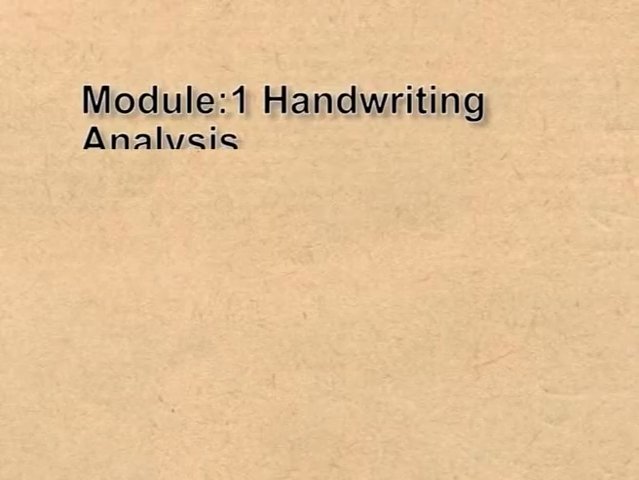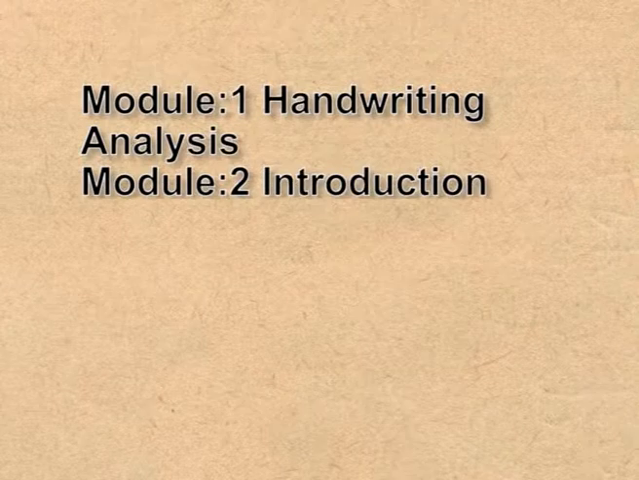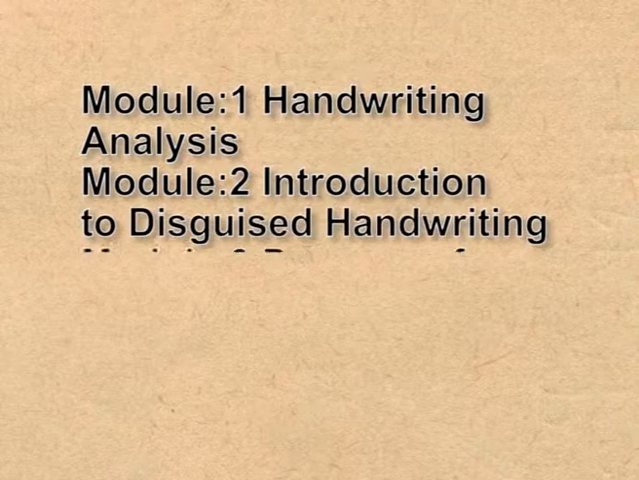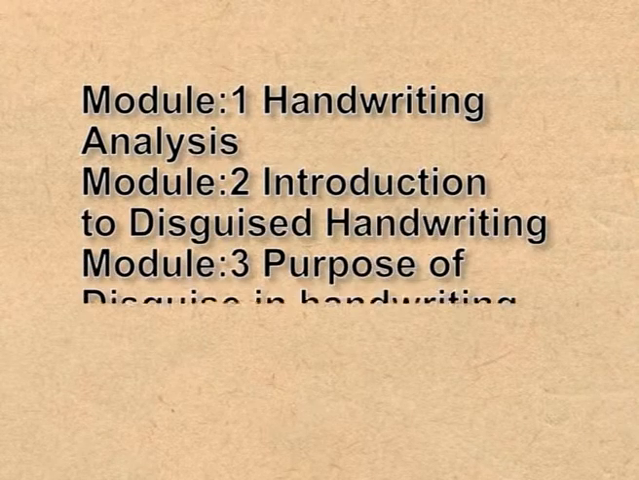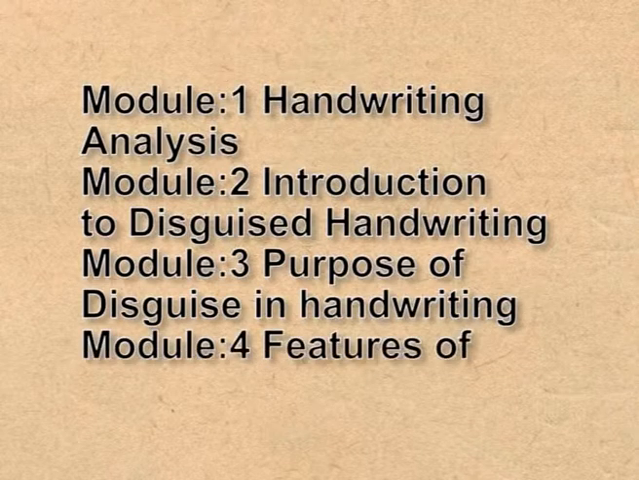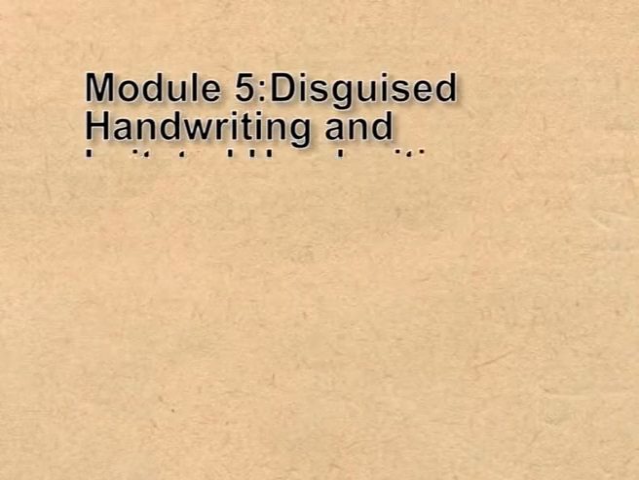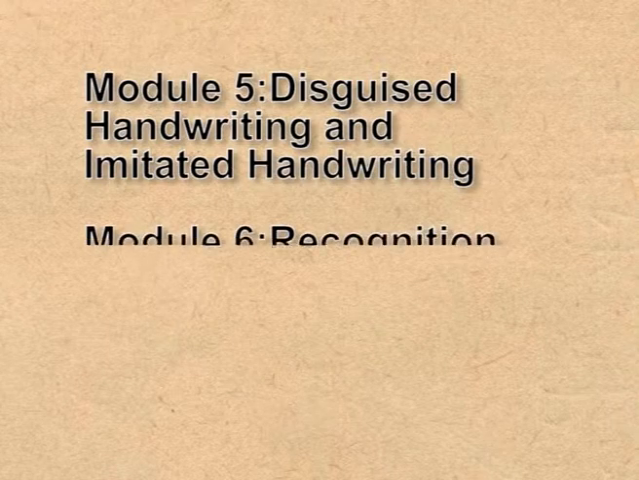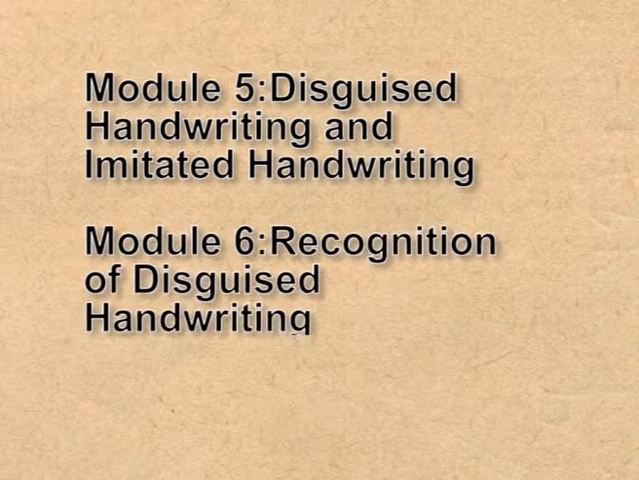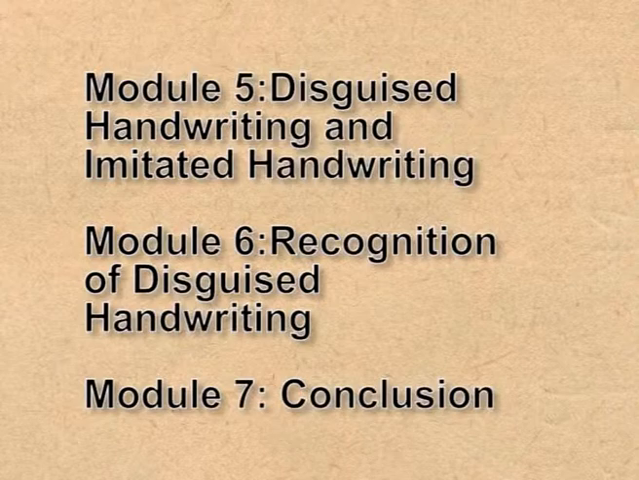So, let us have a look at the modules which we will be learning today. Our first module is regarding handwriting analysis. Module 2 is regarding introduction to disguised handwriting. Module 3 is regarding purpose of disguise in handwriting. Module 4, features of disguised handwriting. Module 5, disguised handwriting and imitated handwriting. Module 6, recognition of disguised handwriting. And Module 7 is the conclusion.